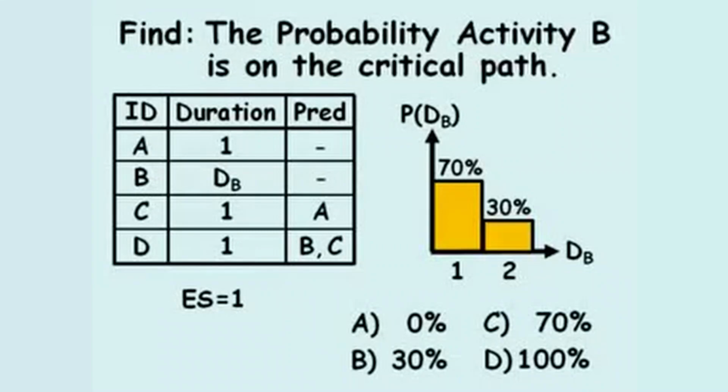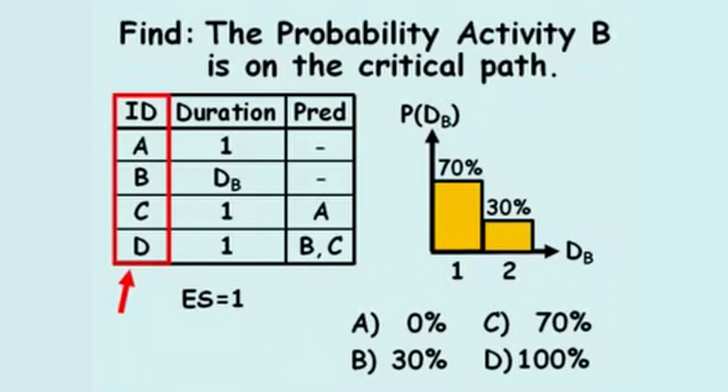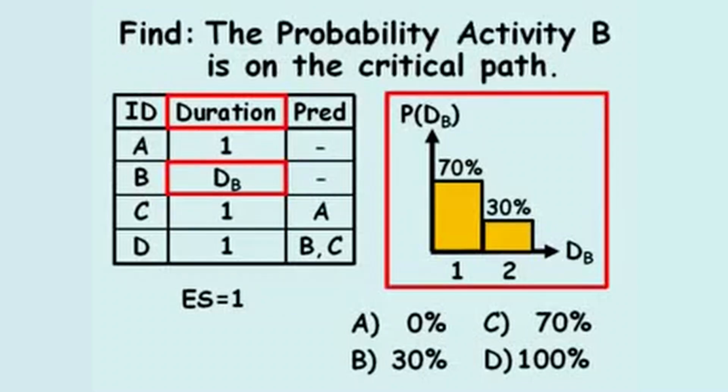Find the probability activity B is on the critical path. In this problem, a schedule includes 4 activities, A, B, C, and D. Activities A, C, and D take 1 unit of time to complete. There is a 70% chance activity B takes 1 unit of time to complete, and a 30% chance activity B takes 2 units of time to complete.